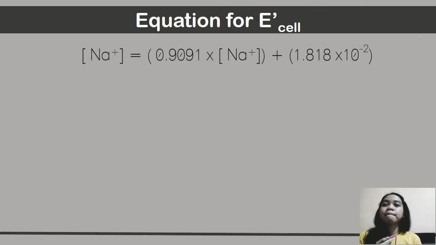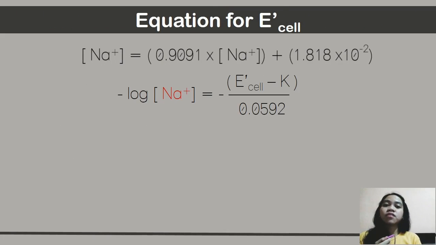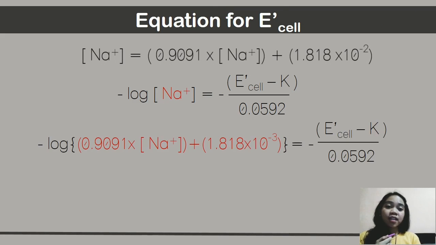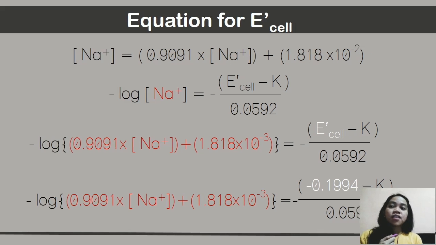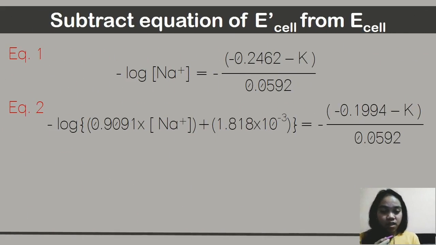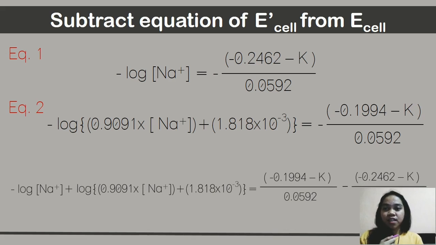So using that equation, we will now transfer that to the pNa or the negative log equation. So there you go, the Na+ there, we will transfer that one. So the E prime cell here is the second potential that we were given, which is the negative 0.1994. This will be our equation number 2. Moving forward, we will subtract equation number 1 from equation number 2. Just simply as that.